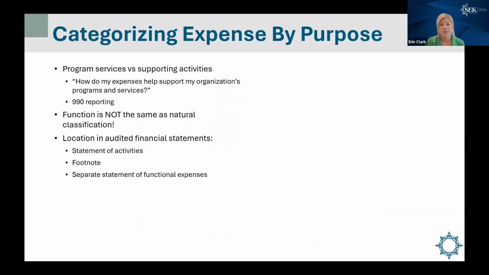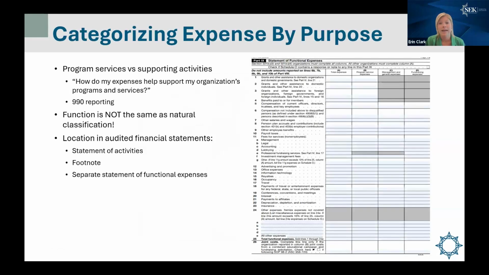Looking at program services versus supporting activities, again, this is all in the spirit of how your stakeholders are reviewing the financial information put out by your organization. So regardless of whether those are audited financials, reviewed financials, or even just, again, a 990 at the bare minimum, this statement of functional expenses that you see here is a snip from the 990.